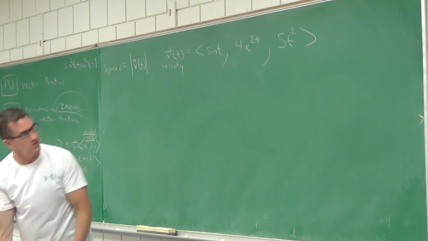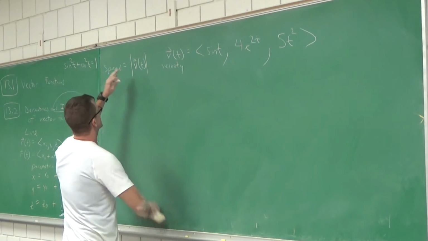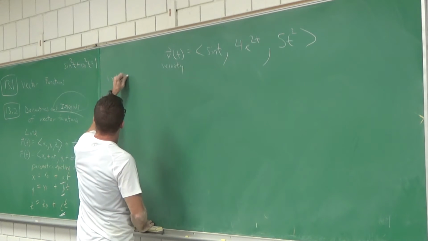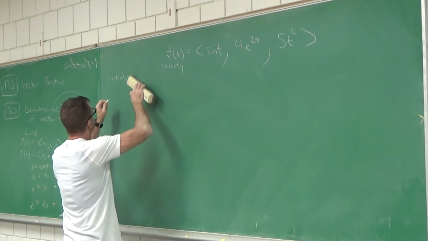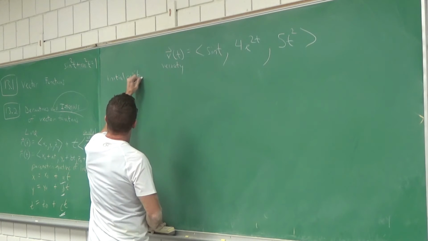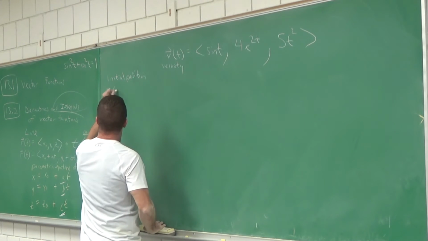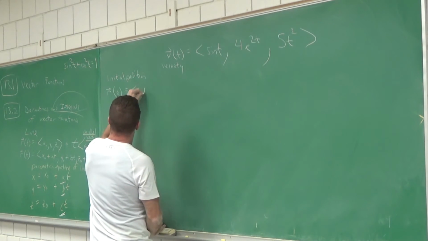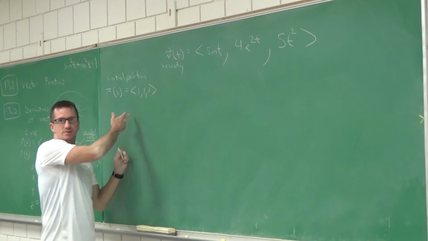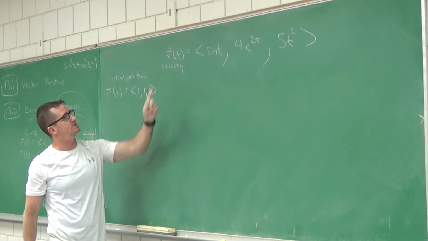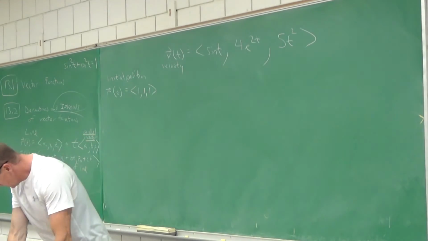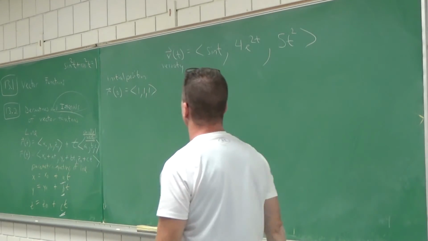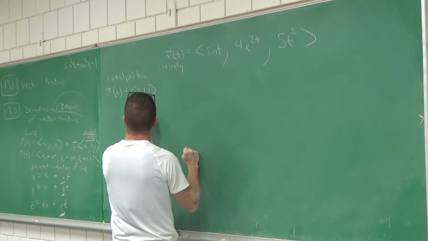They said the initial position, I'll get this out of the way off to the side. The initial position for this problem, r of 0 equaled 1, 1, 1. This was given. This is the velocity vector, and they want you to find the position vector. Can you find the position vector?